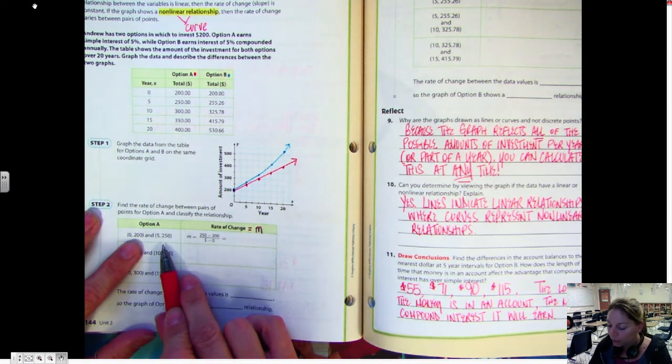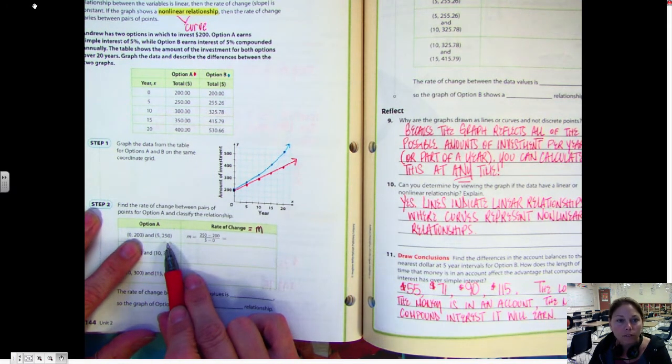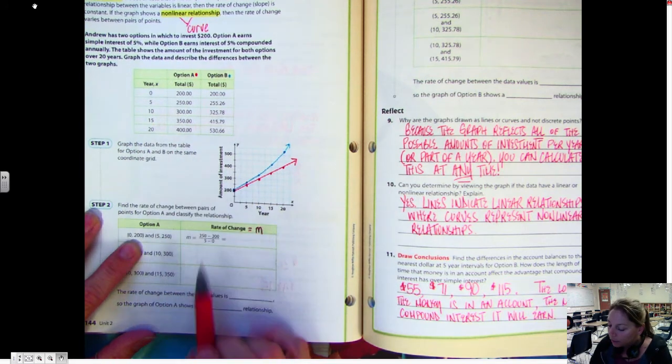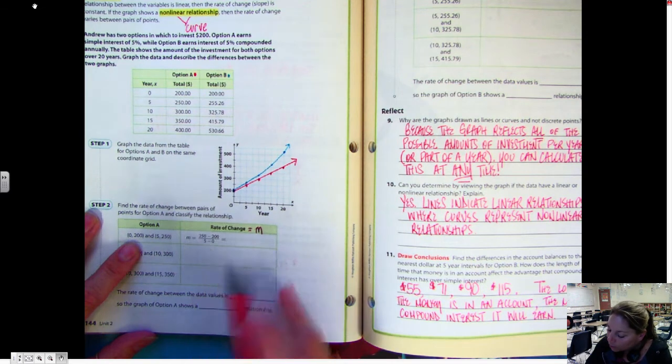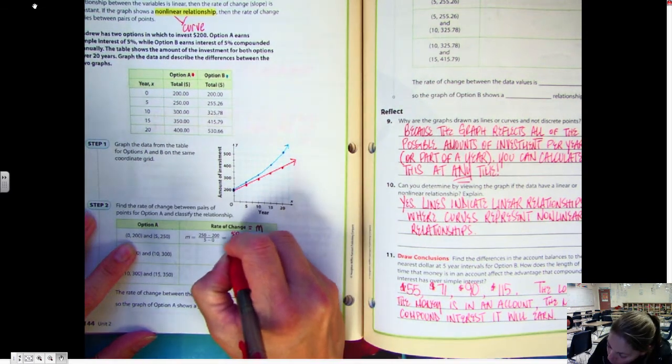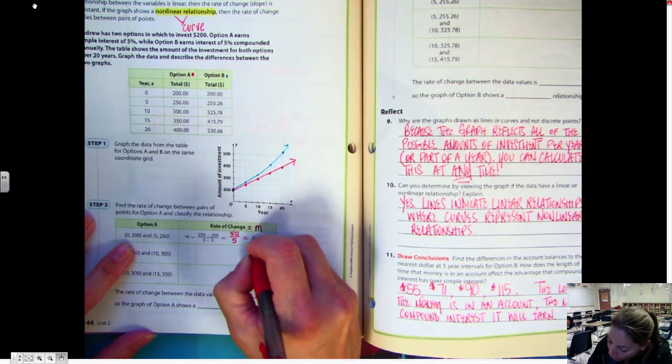Notice that they've set it up here for you. Here's my first 2 ordered pairs, 0, 200, and 5, 250. They pulled that right from this table, and they did the change in y over the change in x. 250 minus 200 is 50. 5 minus 0 is 5. When I simplify, I get 10.